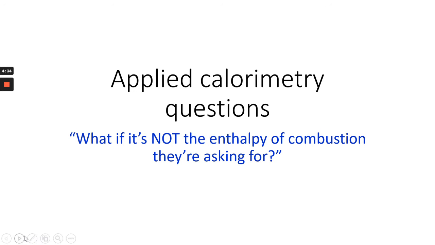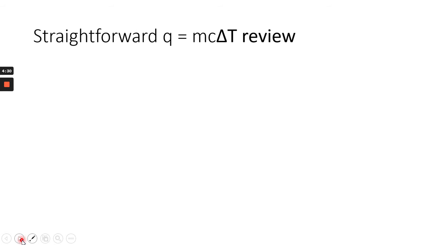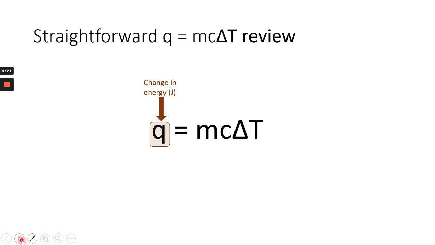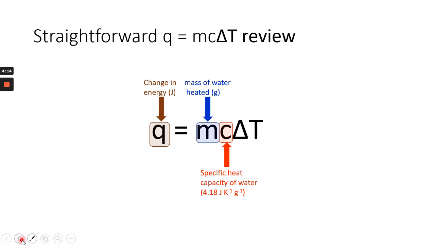Okay, so first thing to do is to get my laser pointer so I can highlight things I need to. So firstly, let's have a quick look at mcΔT. So Q equals mcΔT is obviously the equation we're talking about, where the change in energy in joules, that's Q. m stands for the mass of water heated by the reaction. The specific heat capacity of the water is fixed at 4.18 joules per Kelvin per gram for our exam board, and the change in temperature is in Kelvin, but it can also be expressed as degrees C.